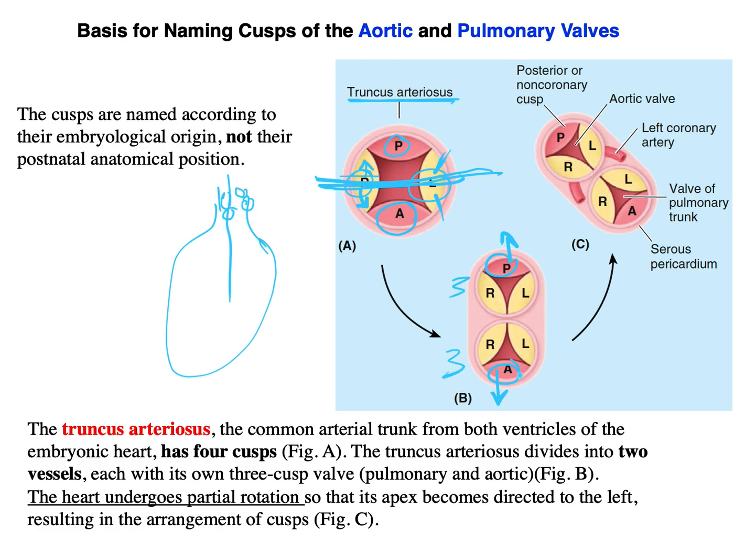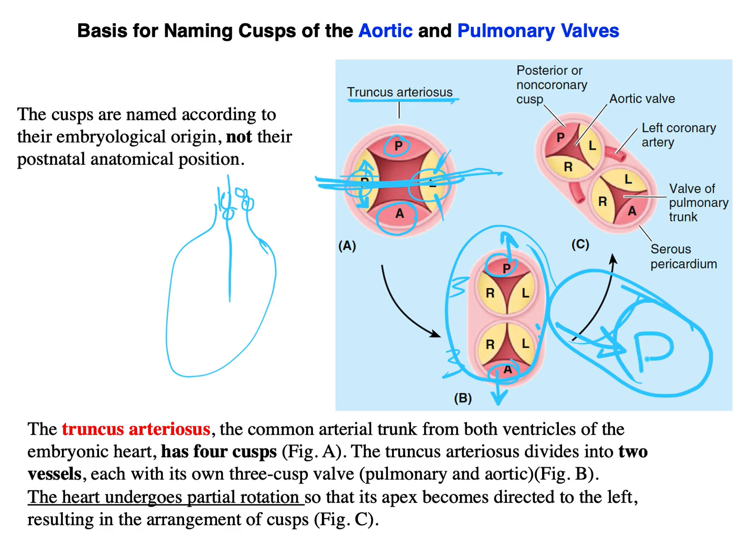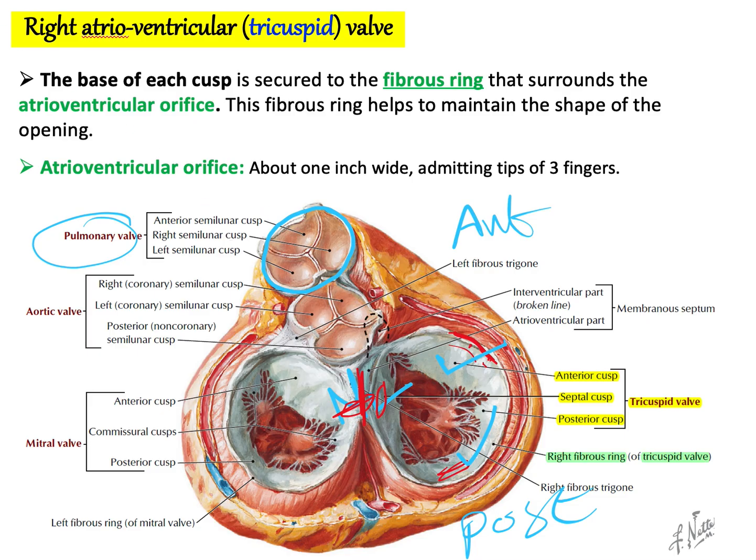Of course, there is a little bit of rotation of the heart during development, so it becomes like this, and this is the pulmonary valve, and this is the aortic valve, because you know that the pulmonary valve is anterior to the aortic valve. Let me show you again in this figure. I know you'll be confused, but I will let you know how it looks.